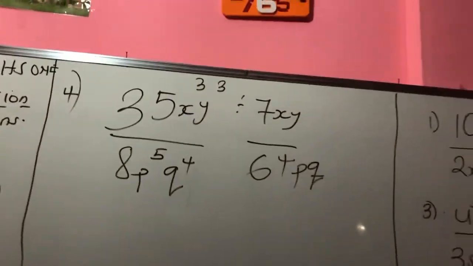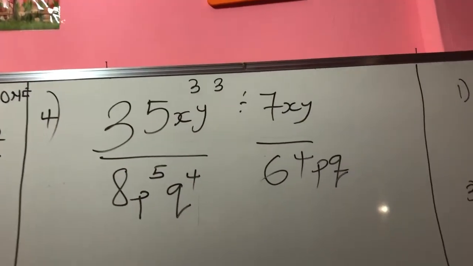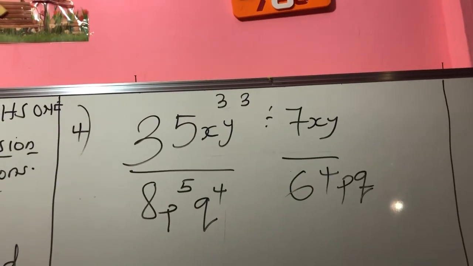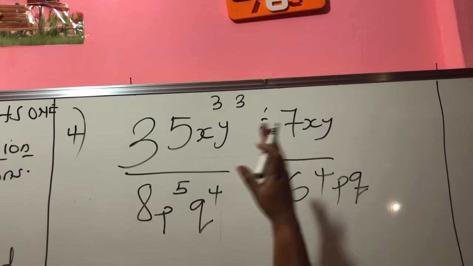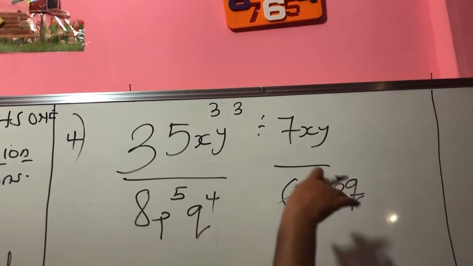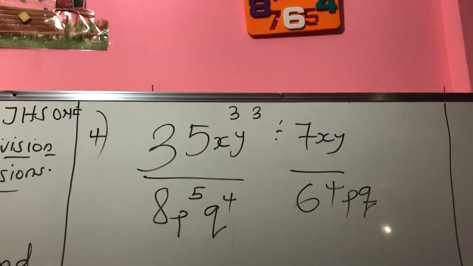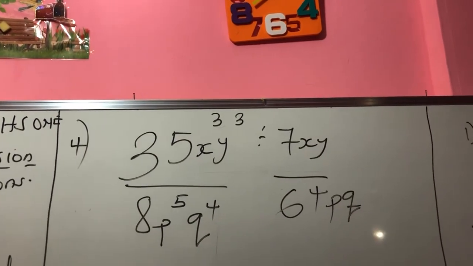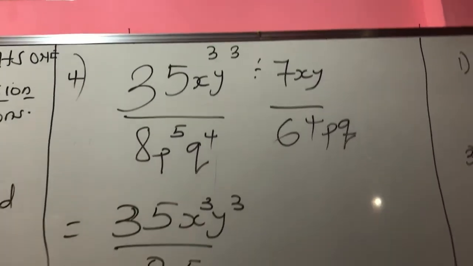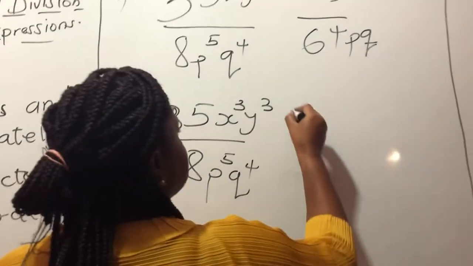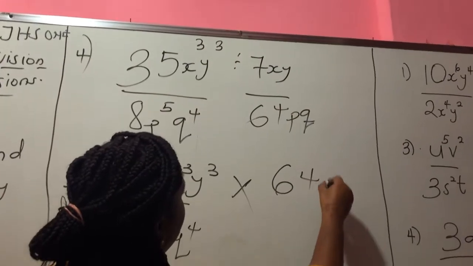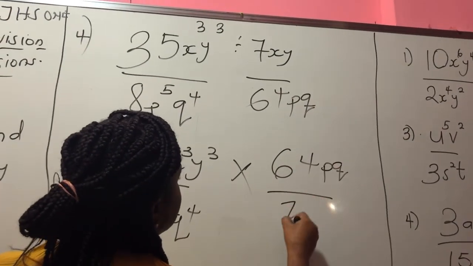Alright, so just like every division or every fraction that are being divided by each other, you cannot work with it unless you change the division sign to a multiplication sign. And after changing it to multiplication sign, the fraction on the right hand side has to be reciprocated, or it has to be the inverse form. So let's start. We have 35 x cubed y cubed all over 8p to the power 5 q to the power 4, is multiplication. It would what? Reciprocate. So 64pq over 7xy.